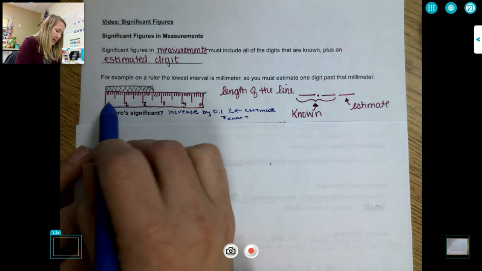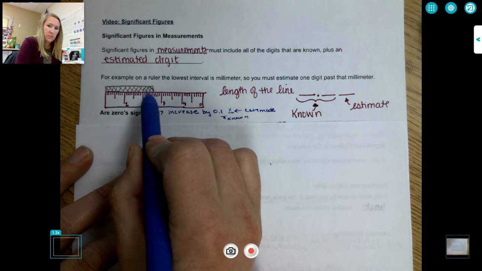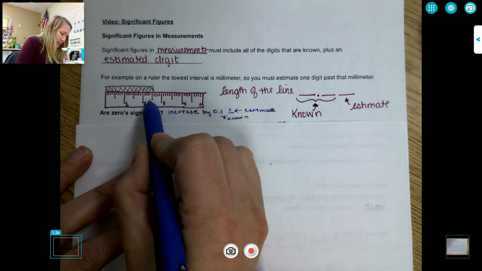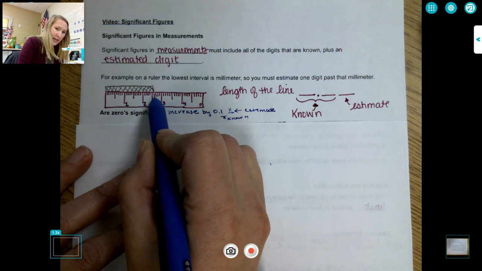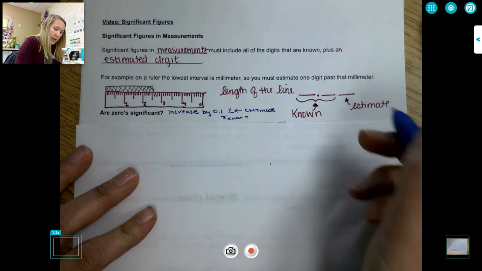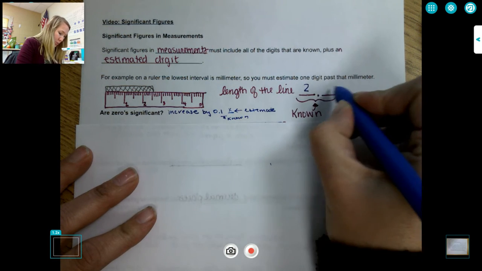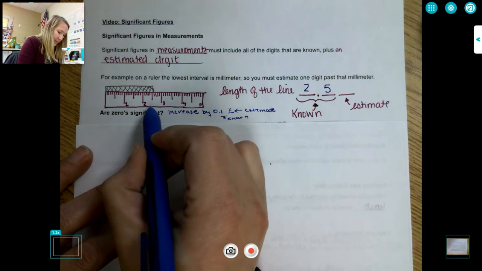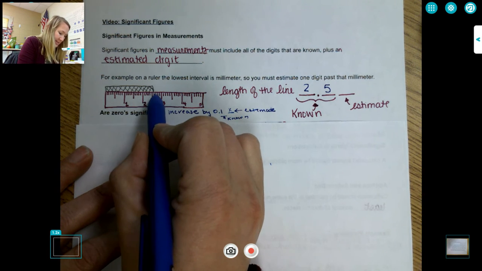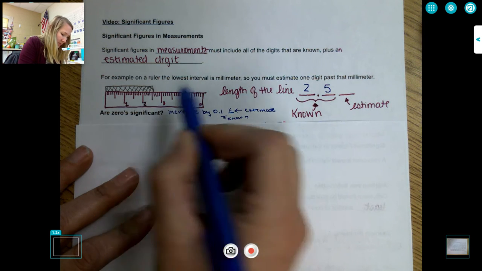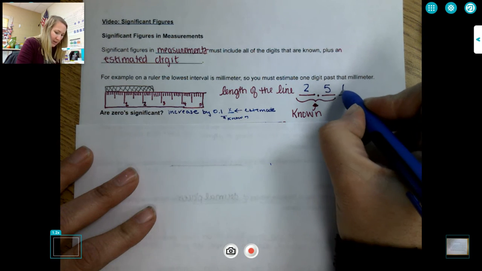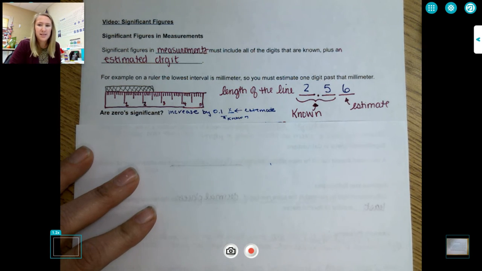So in this case, I can see for certain that my line with the hash marks is at least 2.5, but it's not quite to the 0.6. So I know for certain that it's 2.5. I know that. And then I can say, well, it looks like it's kind of in between, maybe a little bit closer to the 6 than the 5. So I might say it's a little more than half, so 2.56.